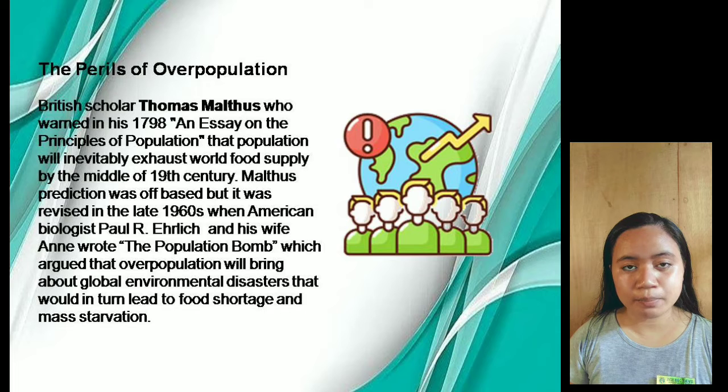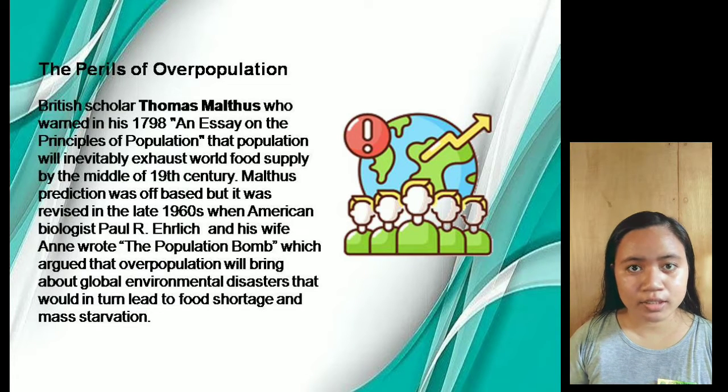Now, the perils of overpopulation, according to British scholar Thomas Malthus, who warned in his 1798 An Essay on the Principle of Population, that population will inevitably exhaust world food supply by the middle of the 19th century. Malthus' prediction was off-base, but it was revised in the late 1960s when American biologist Paul Ehrlich and his wife Anne wrote The Population Bomb, which argued that overpopulation will bring about global environmental disasters that would in turn lead to food shortage and mass starvation.